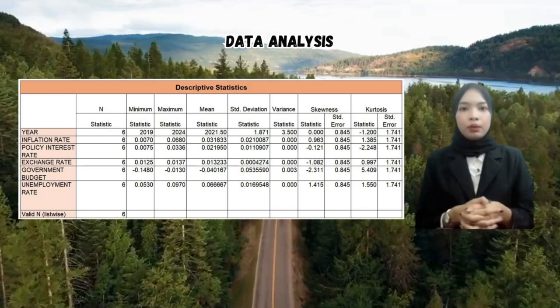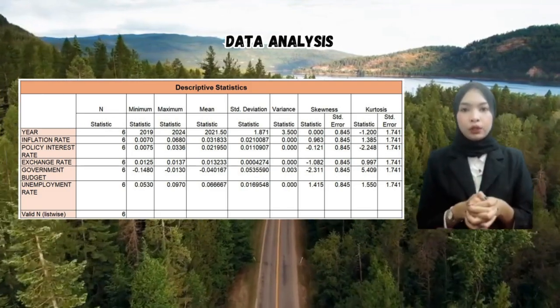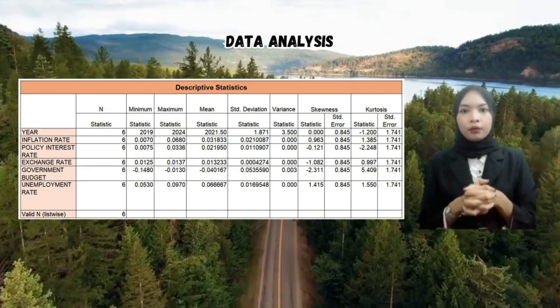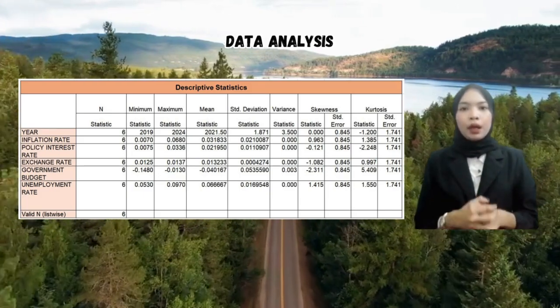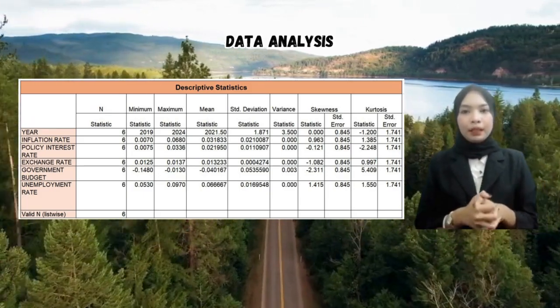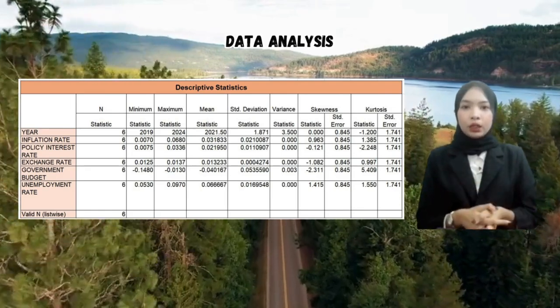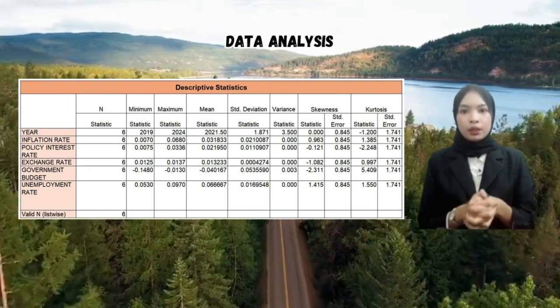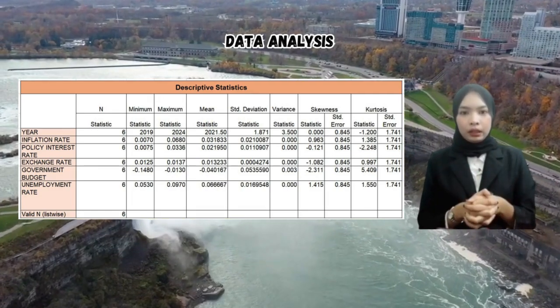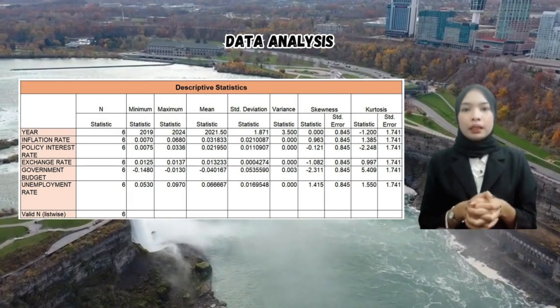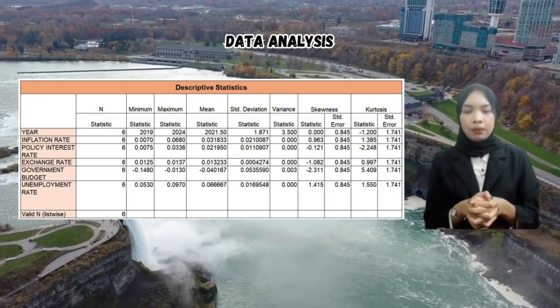The unemployment rate, on the other hand, has a positive skewness of 1.415, suggesting a right-skewed distribution, where higher values are pulling the mean to the right. The policy interest rate exhibits a lower kurtosis of negative 2.248, implying a flatter distribution compared to a normal distribution, meaning fewer extreme values.